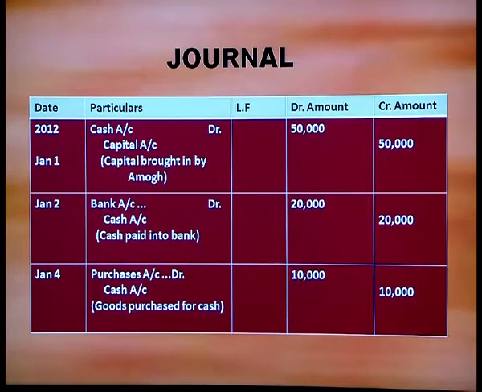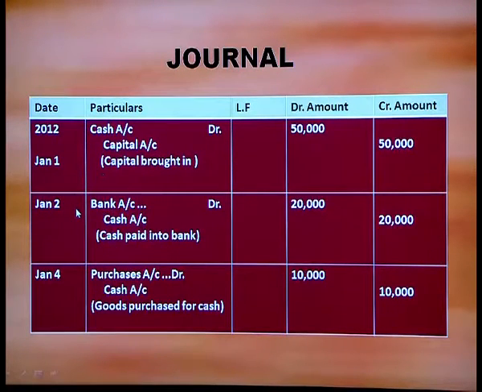In 2012, January 1st, we will write in the date column 2012, January 1st. Then in the particulars column, cash account debit to capital account. We will write the narration after writing the account to be debited and account to be credited. Narration here is capital brought in. Amount in the debit amount column and in the credit amount column.